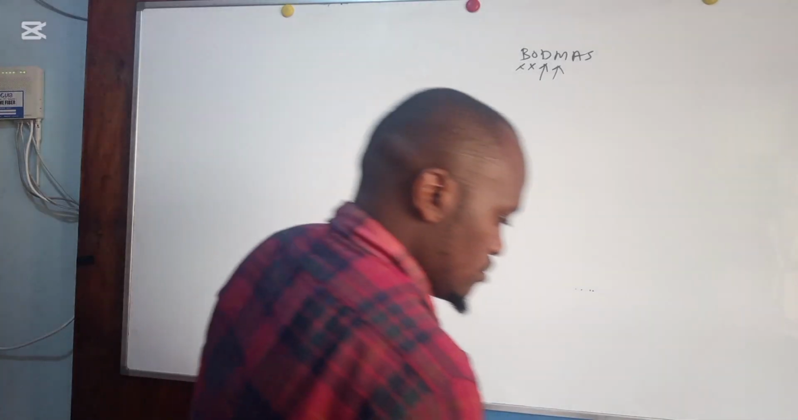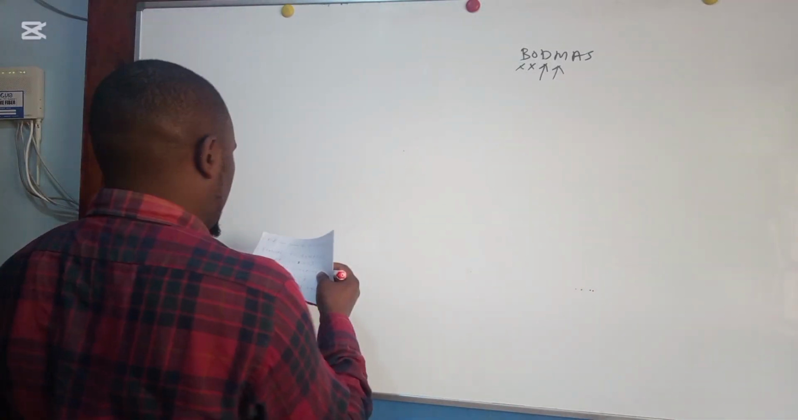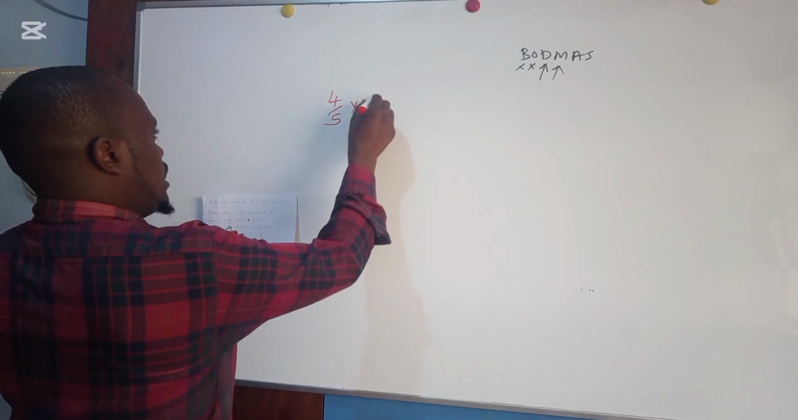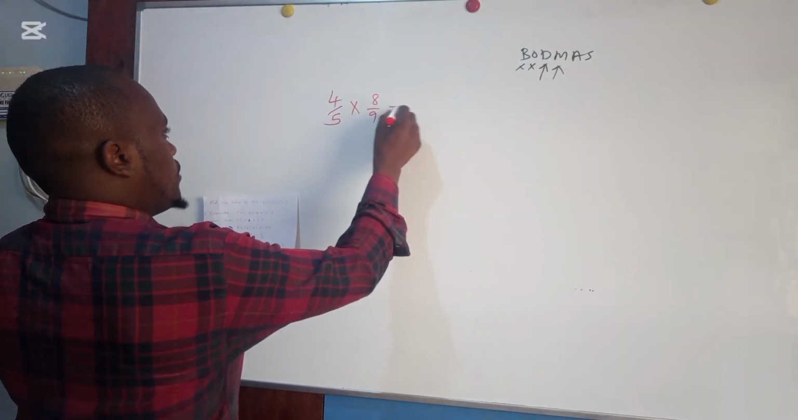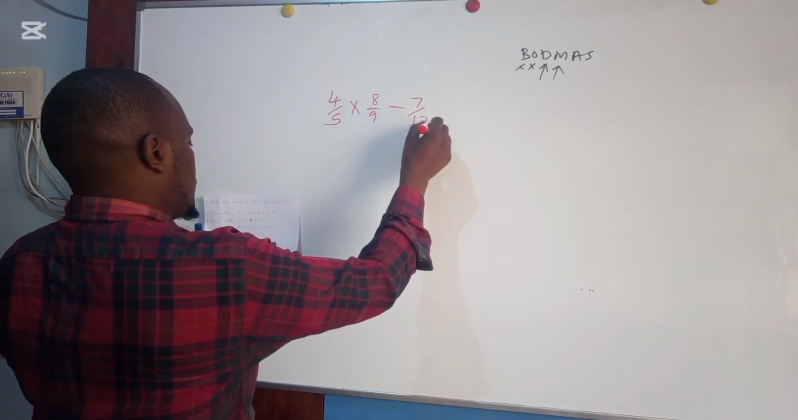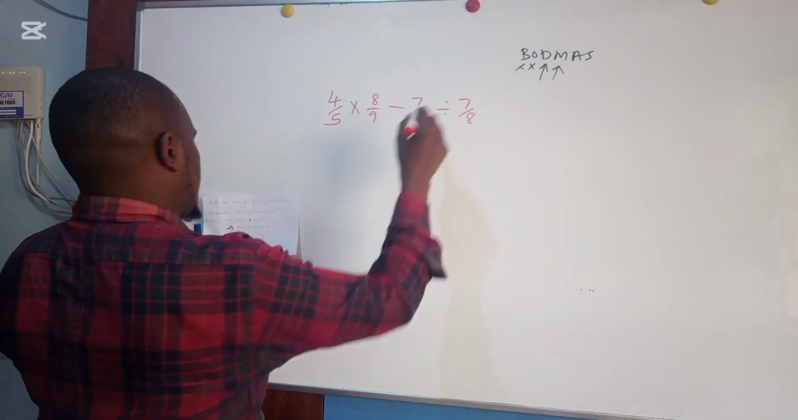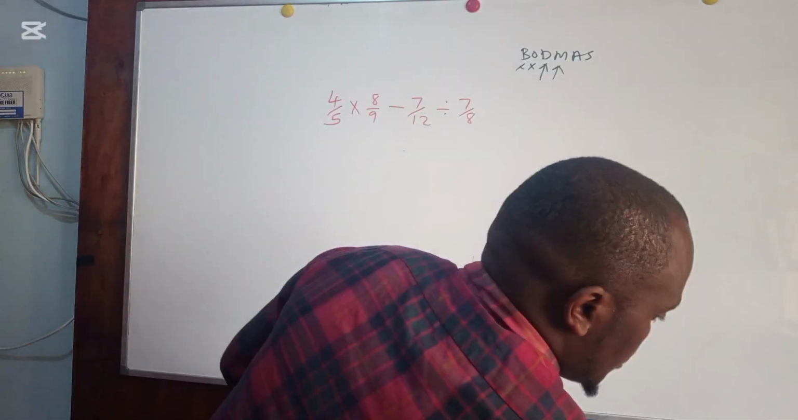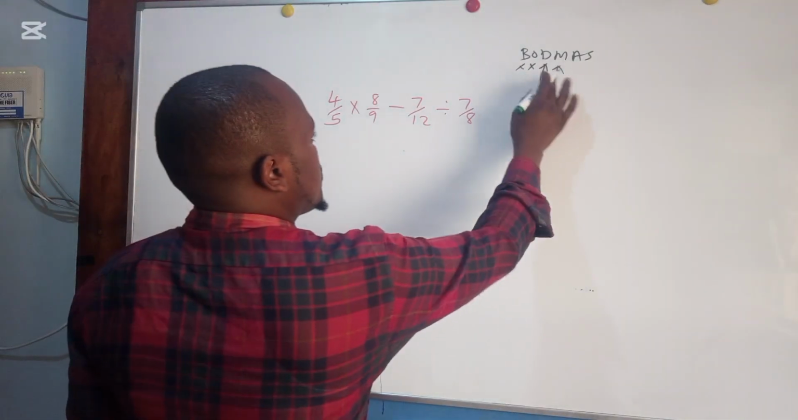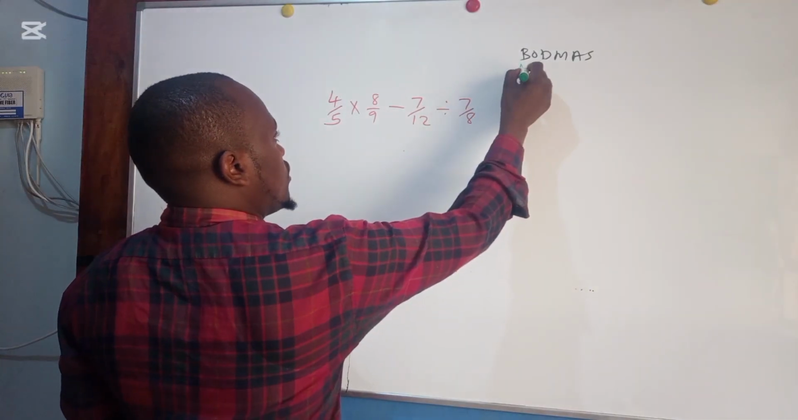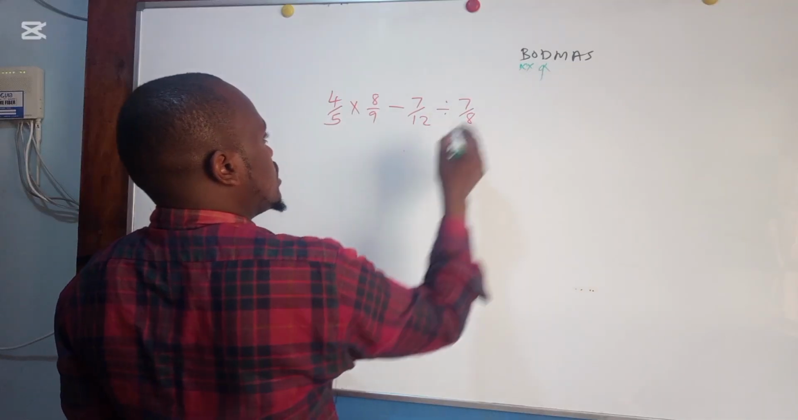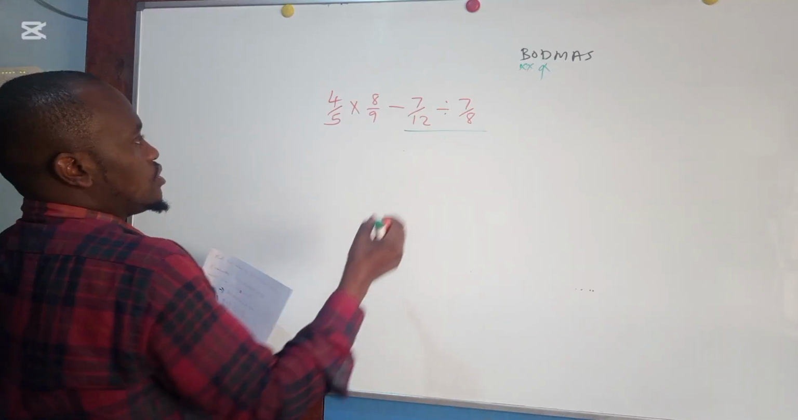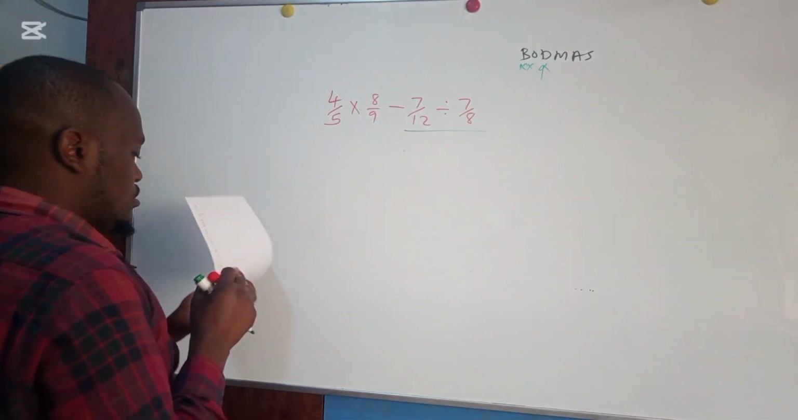So we have 4 over 5 times 8 over 9 minus 7 over 12 divided by 7 over 8. When you have these questions, you use BODMAS again. Do you have brackets? No. Do you have of? No. Do you have division? Yes. So you underline where division is and you solve it. So how do you divide fractions?